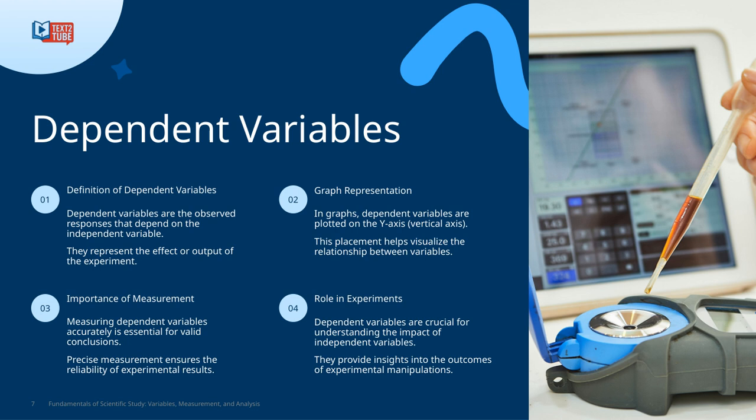When we visualize data, dependent variables are typically plotted on the y-axis, which is the vertical axis of a graph. This placement makes it easier to see the relationship between the independent and dependent variables at a glance. To define dependent variables simply, they are the responses we observe that depend on the independent variable. In other words, the effects or outputs of our experiment. Understanding this helps us interpret the results correctly and understand how the independent variable influences the outcome.